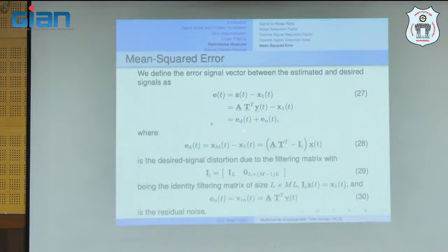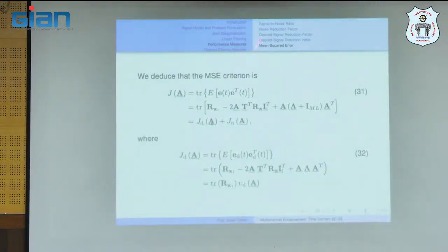And if we take the mean squared error of this, it contains two components because the noise and the desired signal are uncorrelated. So we get that the mean squared error can be written as two components. One component is related to the MSE-based distortion. The other component is related to the MSE-based residual noise. So we want to minimize both.